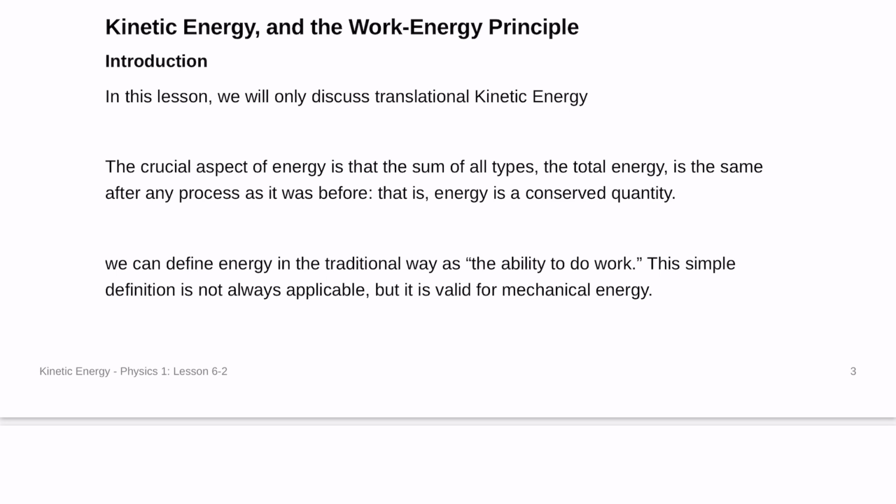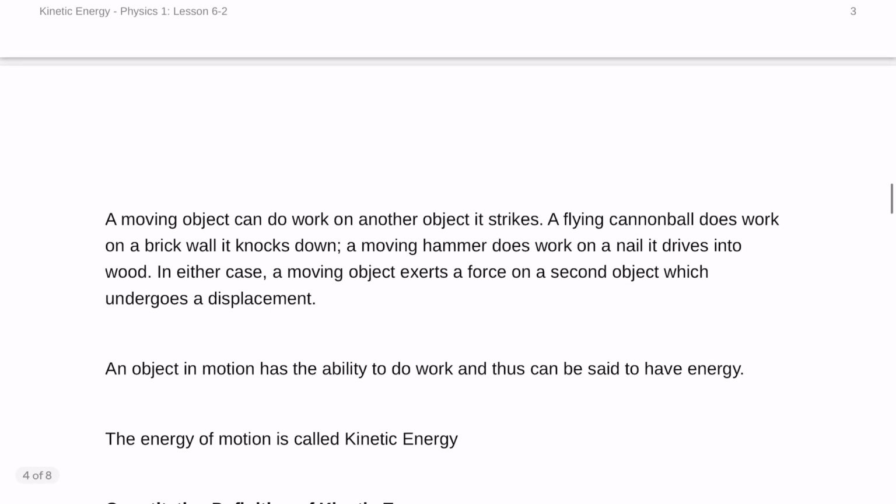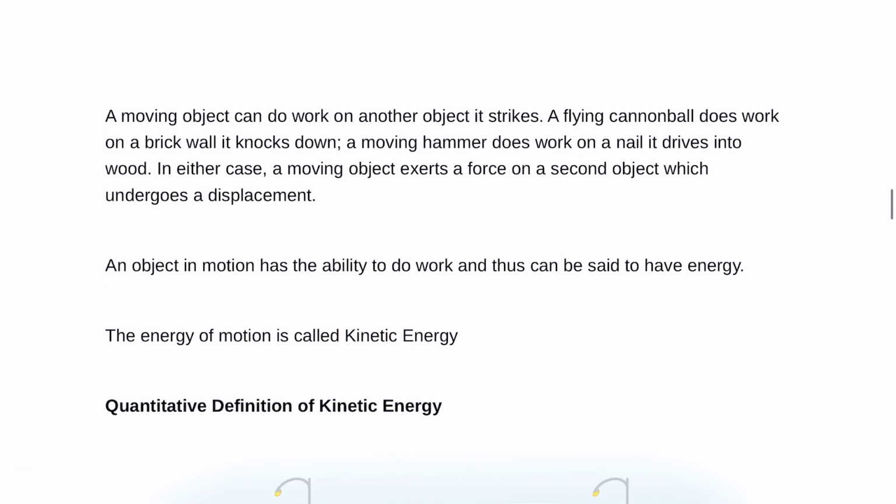Now, for just simple translational mechanical energy that we're discussing in Physics 1, we can define energy as the traditional ability to do work. This simple definition is not always applicable, but for mechanical energy, like I said, it is applicable for these situations. Now, let's consider a moving object like a flying cannonball. It can do work on a brick wall if it actually knocks the brick wall down.